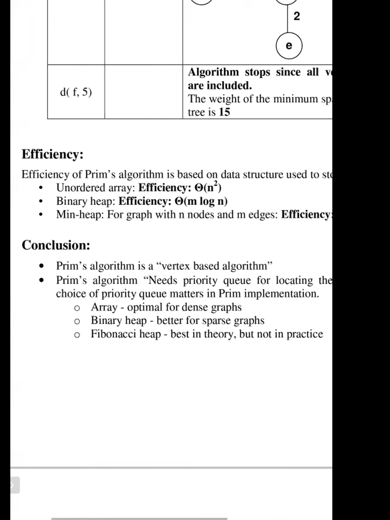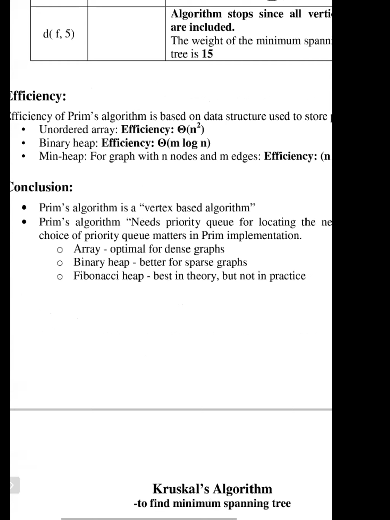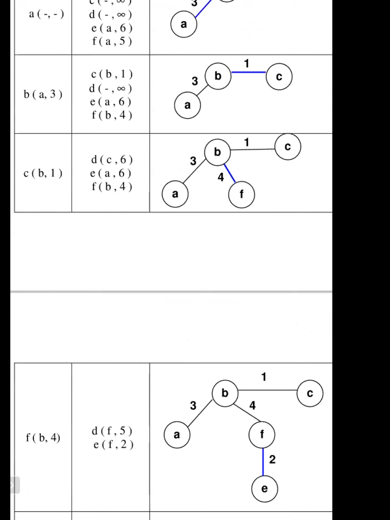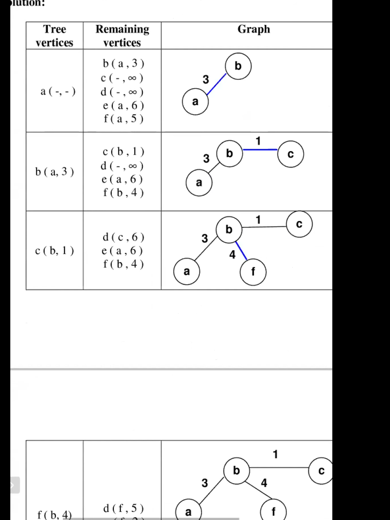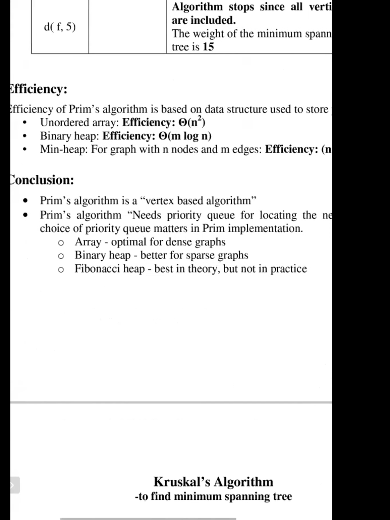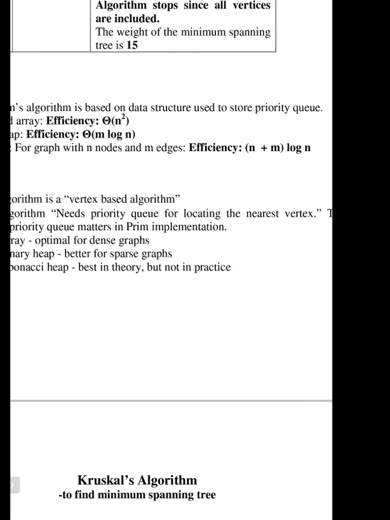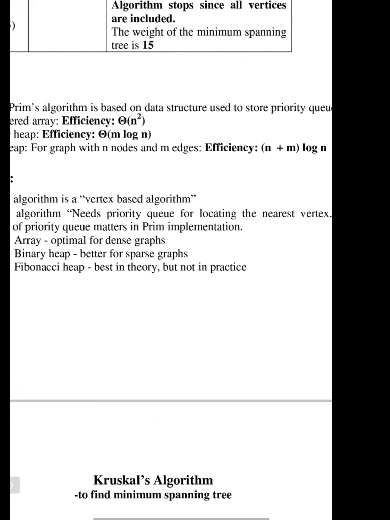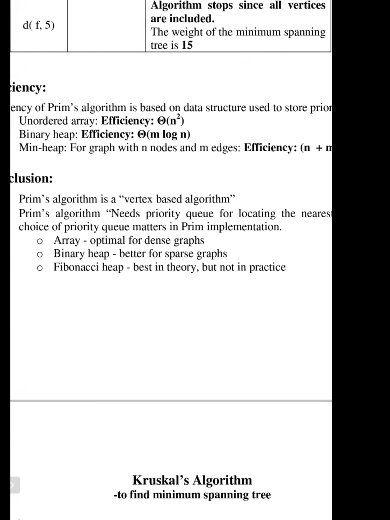Now what are the important things about this? Prim's algorithm is a vertex based algorithm, because every time we are picking a vertex, and we draw the graph. Prim's algorithm needs a priority queue for locating the nearest vertex. The choice of priority queue matters in Prim's implementation. The array is optimal for dense graphs, and binary heap is better for sparse graphs, and Fibonacci heap is good in theory but not in practice.